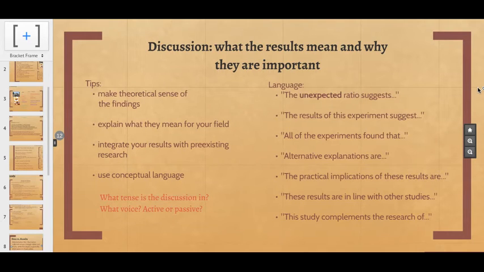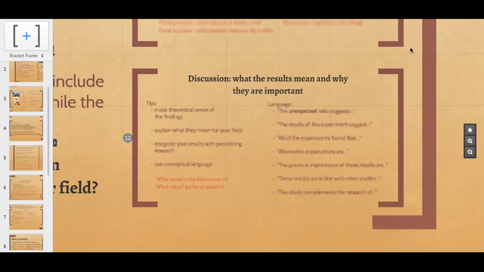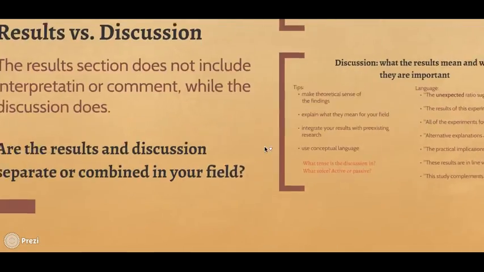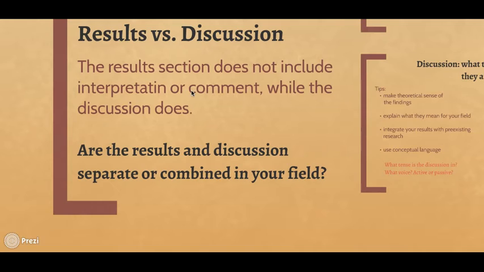All right. So let's talk about the discussion. Discussion is a little bit different. If we look back here, results versus discussion: the results section does not include interpretation or comment, while the discussion section does. Sometimes the results section and the discussion section are separate, and sometimes they are the same. So I want you to look at your articles and see, are they the same section or are they separate? It's crucial to know, because you should see if there's a standard in your field to make them separate sections or make them the same.